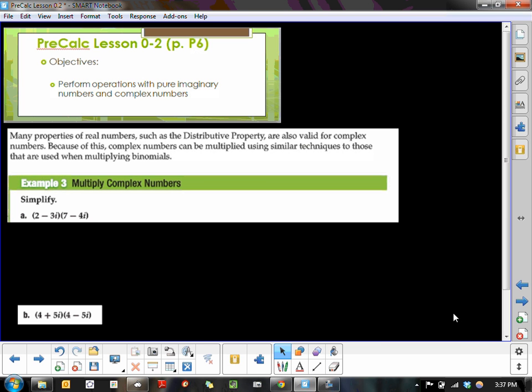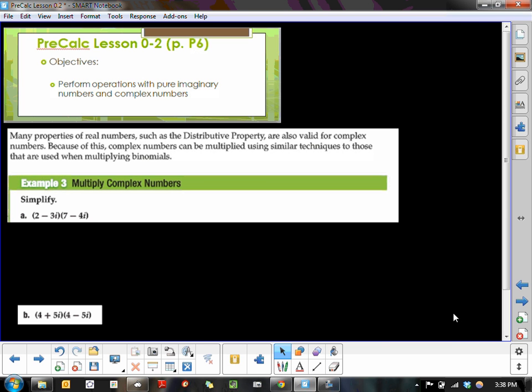So we're going to throw over some properties of real numbers, such as the distributive property. They're also valid for complex numbers. We've already seen where we distributed the subtraction through the complex number to do our subtraction. Now we're going to see where we can use our distributive property to multiply complex numbers.